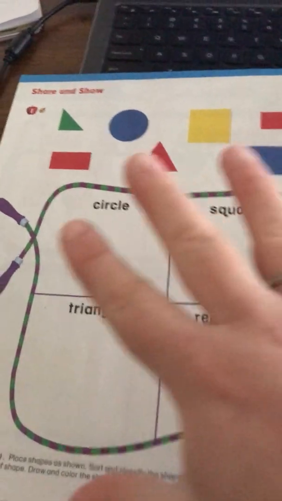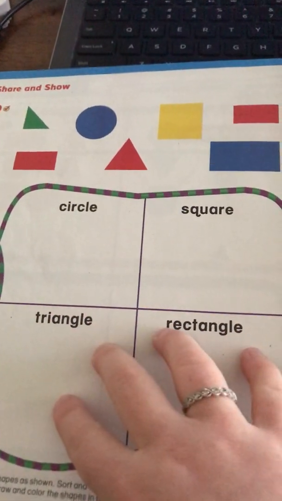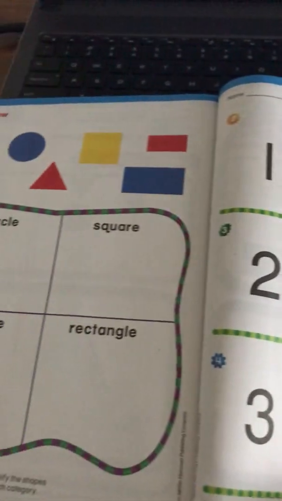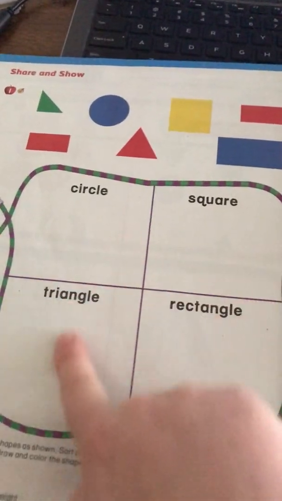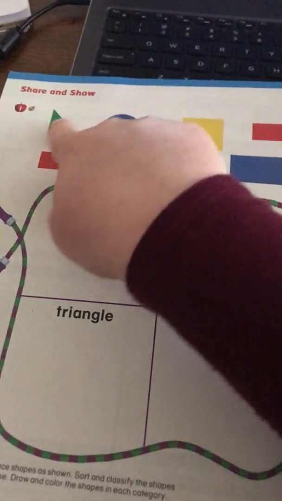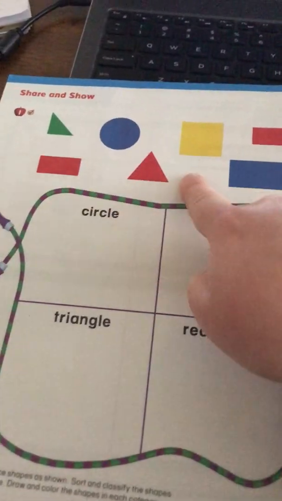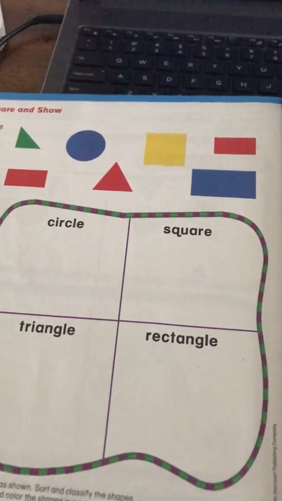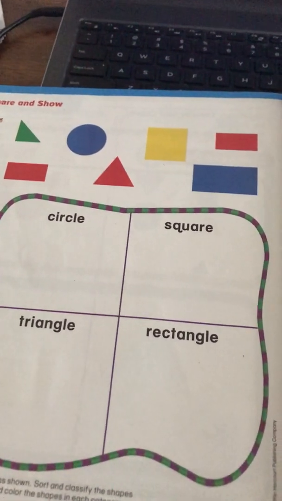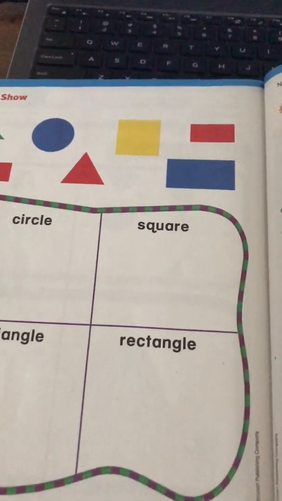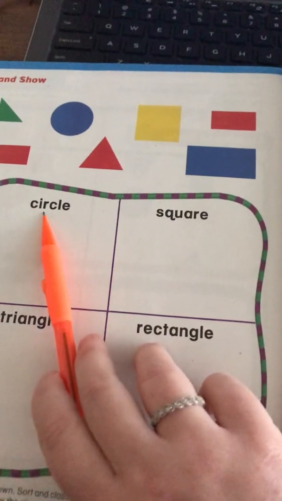So here we go. We're going to do this page all together, and then I'm going to start you guys on the next one, but you'll finish it. All right, so here we go. We need to put the shapes at the top here into the correct categories. And what I'm going to do is I'm going to use the colors that I see to help me out. So the first shape we're looking for is a circle.